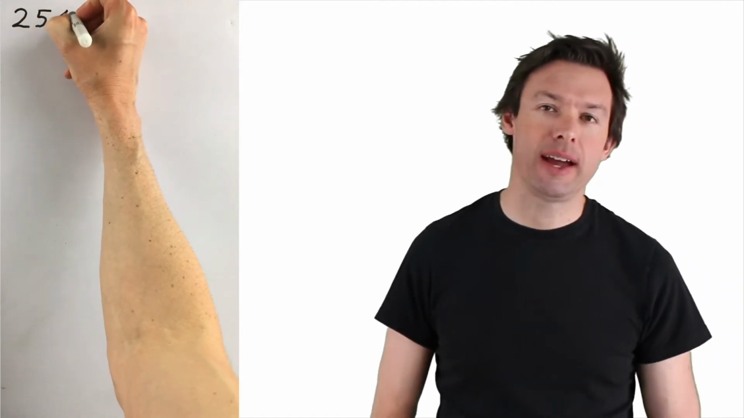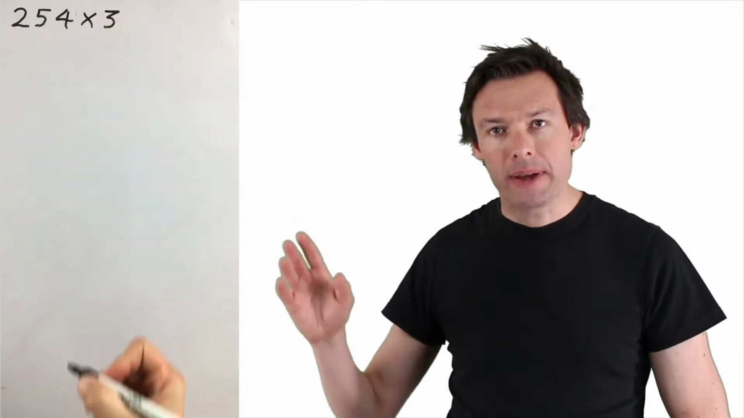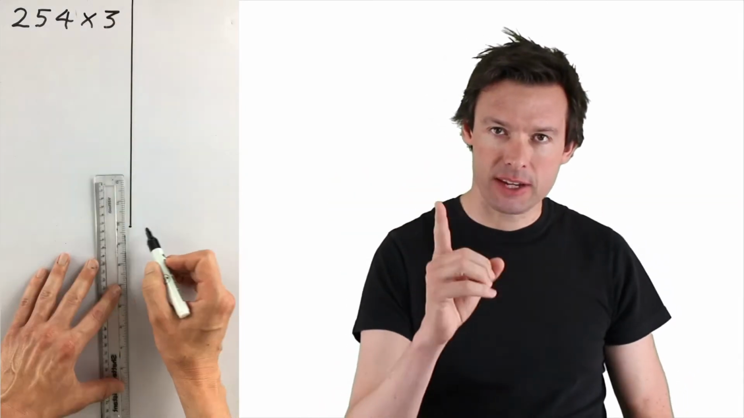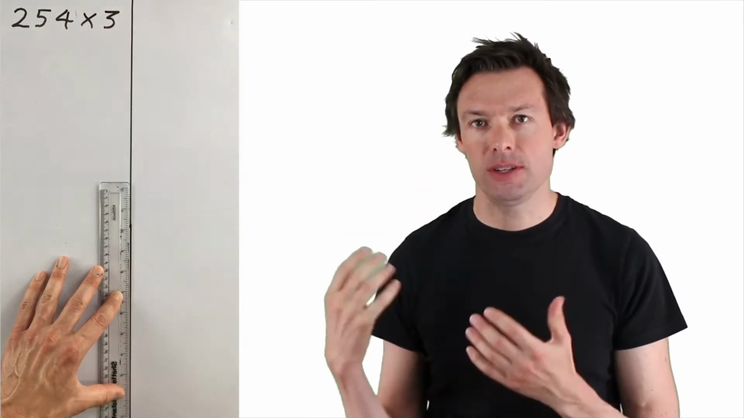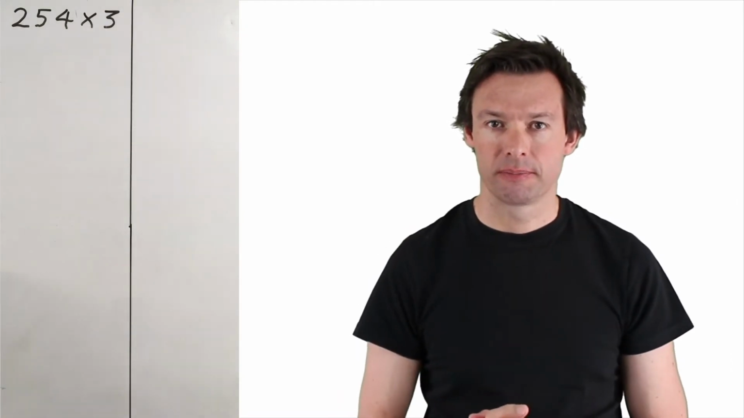Hi, in this video we're going to be looking at the short multiplication algorithm and how it's done, and also how you can teach it as well. So let's start by taking an example. We're going to have 254 and we're going to multiply this by 3. What makes this short multiplication, by the way, is that you are multiplying a large number by a single digit number. And you can use this very efficient strategy for being able to do that.